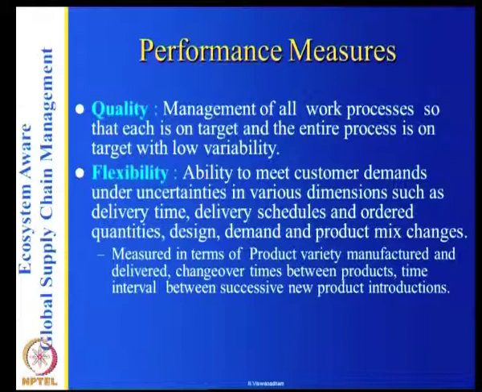This is usually measured in terms of product variety manufactured and delivered, changeover times between products, and the time interval between successive new product introductions. So flexibility is an important issue, but the supply chain sometimes may not be able to meet all the requirements. It may have a menu of items. For example, companies like Dell produce PCs of various quantities, but they have a menu, a sheet from which you can choose and order, and you will be delivered. Some companies may have more flexibility, but it is important to note that flexibility costs money. More flexibility means more work, more coordination and all that.